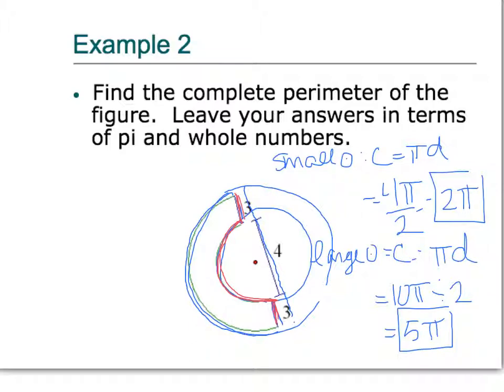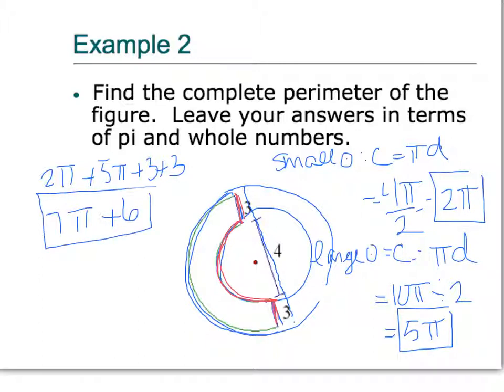Okay, let's look back at what they're asking me for. Find the complete perimeter of this figure. So I'm going to have 2 pi plus 5 pi plus 3 plus 3. And when I simplify that, I have 7 pi plus 6. And they've asked me to leave it in terms of pi and whole numbers.